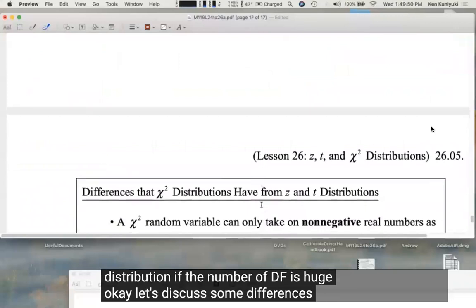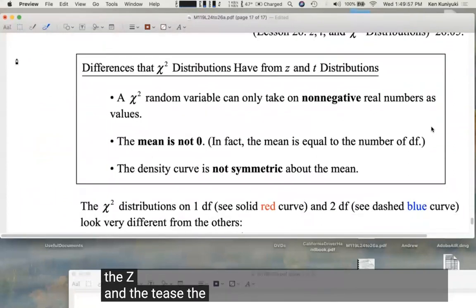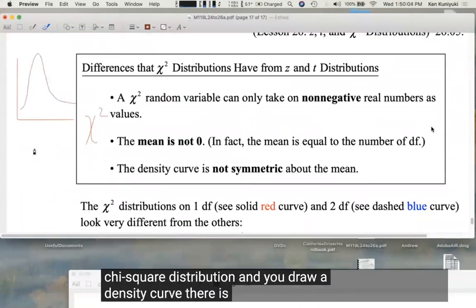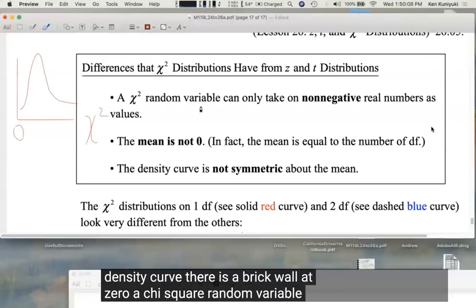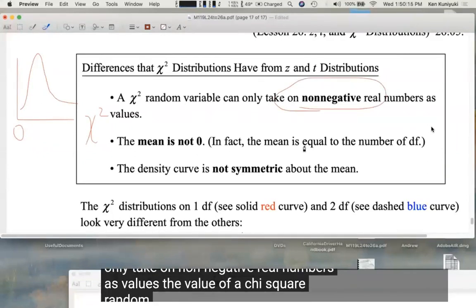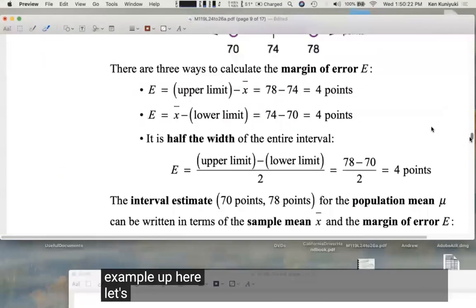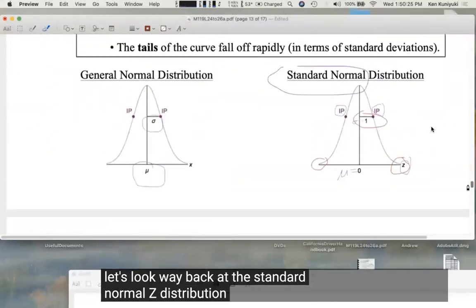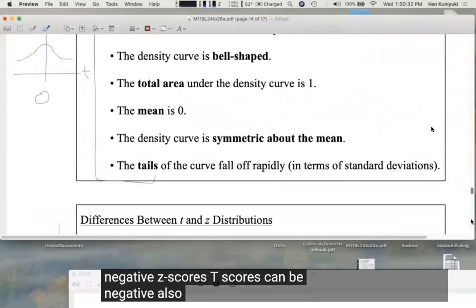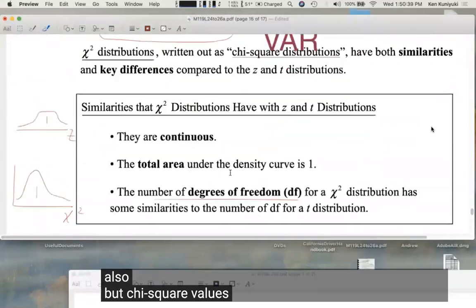Okay, let's discuss some differences now between the chi-square distributions and the Z and the T's. The brick wall I was talking about. When you look at a chi-square distribution and you draw a density curve, there is a brick wall at 0. A chi-square random variable can only take on non-negative real numbers as values. The value of a chi-square random variable cannot be negative. Of course, that was not true for Z or T. For example, let's look way back at the standard normal Z distribution. Of course, you could get negative values for Z, like negative Z scores. T scores can be negative also. But chi-square values cannot be negative.